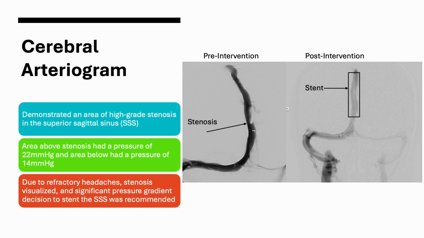This slide highlights the key finding of high-grade stenosis in the superior sagittal sinus. The imaging and pressure measurements indicated a significant discrepancy: a pressure of 22 millimeters mercury above the stenosis compared to just 14 below, a gradient of 8 millimeters mercury. This clear pressure gradient confirmed that the stenosis was hemodynamically significant and was likely contributing to the increased intracranial pressure and the patient's symptoms.